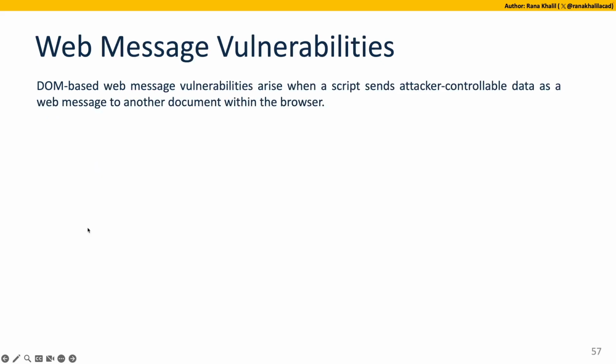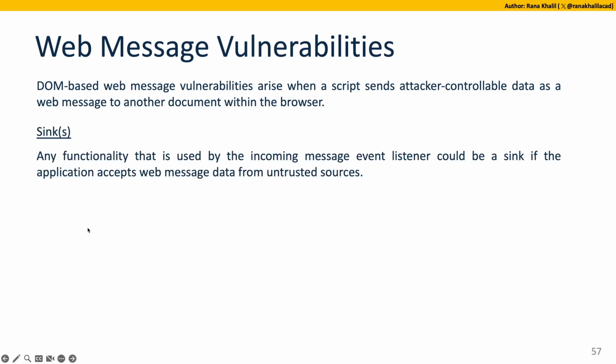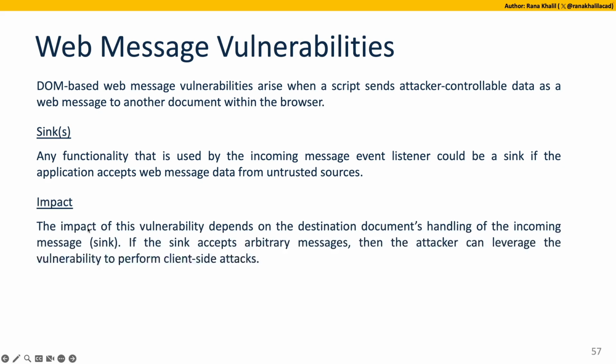DOM-based web message vulnerabilities arise when a script sends attacker-controllable data as a web message to another document within the browser. The sink over here could be any functionality in the DOM that is used by the incoming message event listener if the application accepts web messages from an untrusted source. Now, the impact depends on how the document accepts messages. If it accepts arbitrary messages, then it could potentially lead to client-side attacks, such as cross-site scripting.